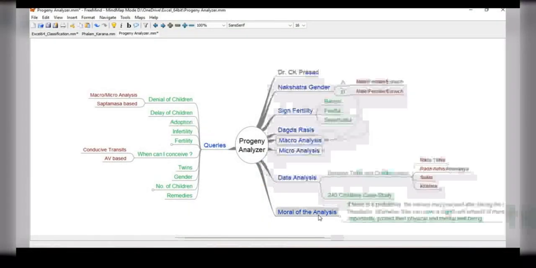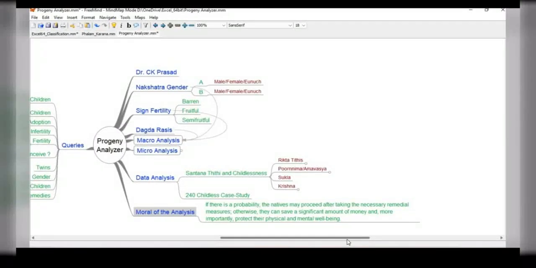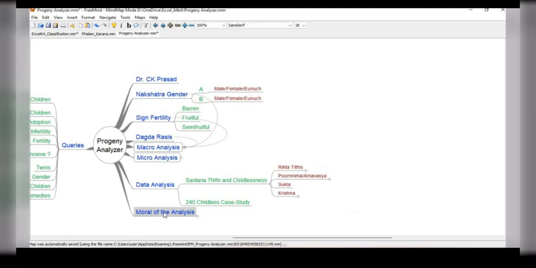And I'll conclude with what Mr. Prasad ji gave me as the moral of the analysis. If there is a probability, the native may proceed after taking the necessary remedial measures for getting a child. Otherwise, they can save a significant amount of money and, more importantly, protect their physical and mental well-being, and that can be known by this analysis. This Excel tool will hopefully be very helpful to all of us. I'll give this as a downloadable link.